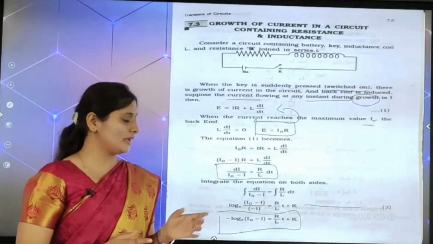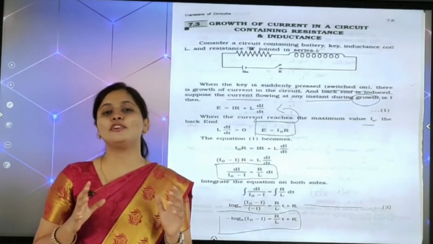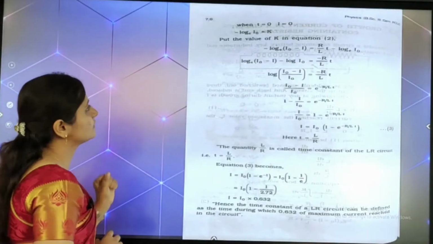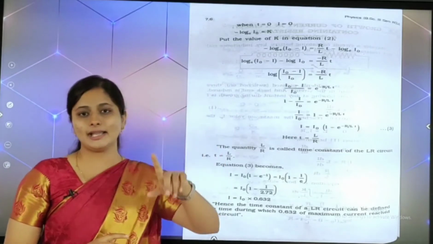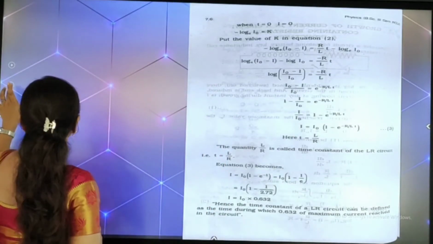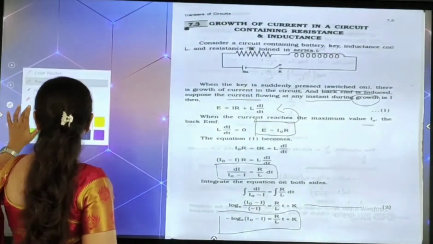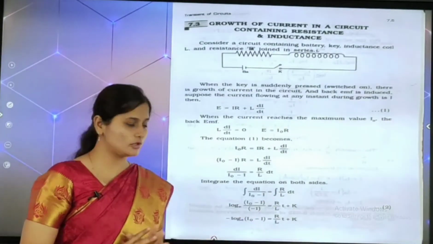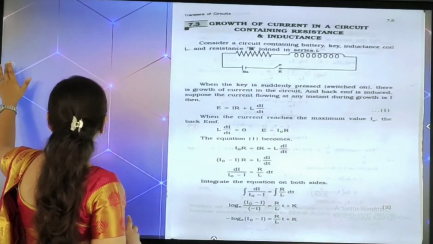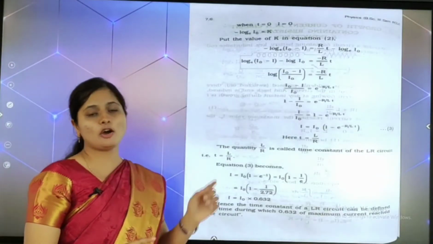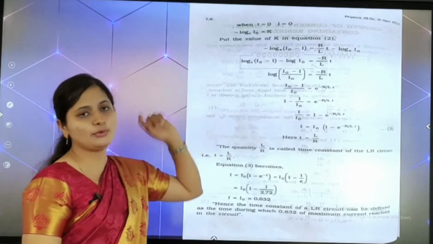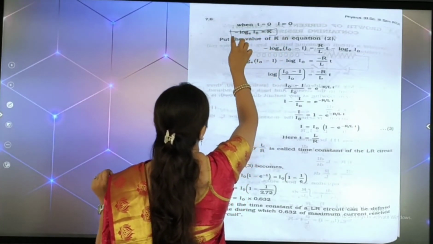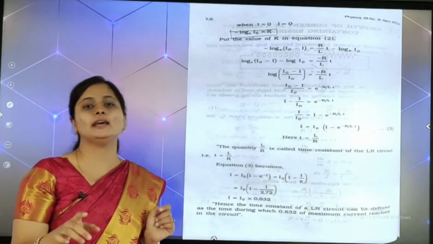Next we have to find out the value of k. We'll see in the next slide. So here, when t equal to 0 and I equal to 0, in this equation we will get minus log E I naught is equal to k. So we get our k value. The k value is nothing but minus log E I naught.